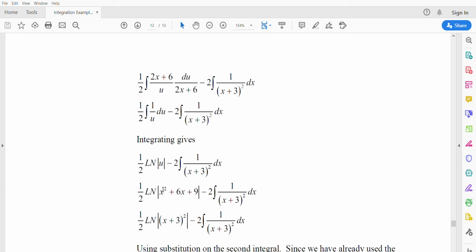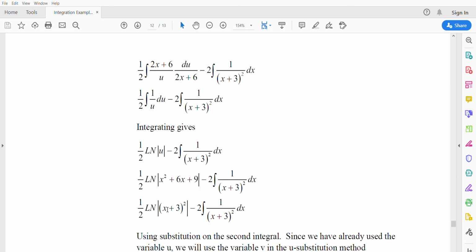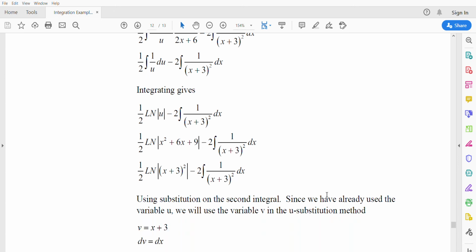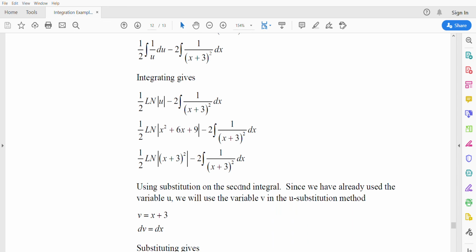Well, u is equal to x squared plus 6x plus 9, which is the same thing as x plus 3 squared. So I've got 1/2 times the natural log of the absolute value of x plus 3 squared minus 2 times the integral of 1 over x plus 3 squared dx. We're now going to do a substitution on the second integral. Since we have already used the variable u, we will use the variable v in the substitution method. So v is going to be x plus 3, which means dv is equal to dx.